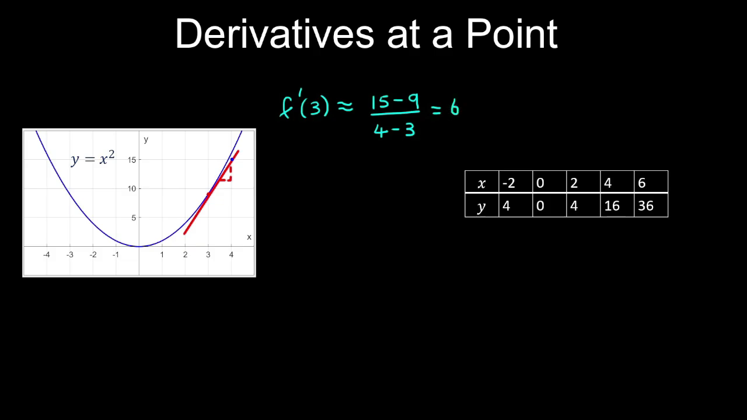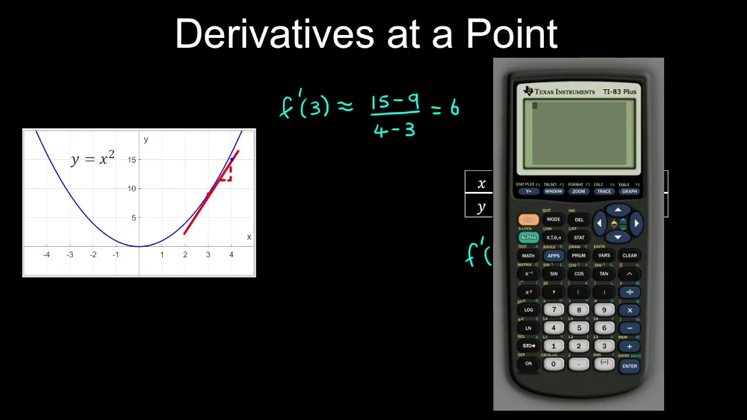And similarly, if we want f dash of 3 using the table, well, what we need to do is choose the x values that are closest to 3. So the rise would be 16 minus 4 on the run, which is 4 minus 2. And that gives us the same result. And this happens to be the exact value of the derivative of this function at x equals 3. And sometimes you can get the exact value for simple curves like this.